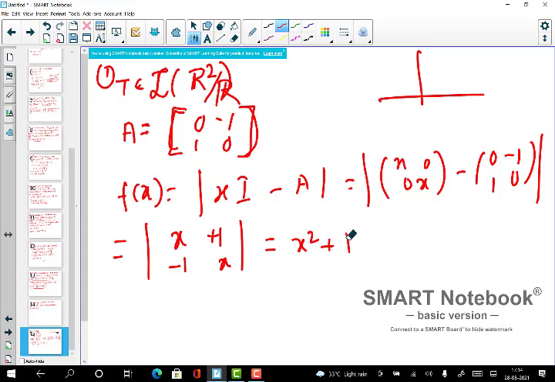Okay, so this is the characteristic polynomial of A over R, and obviously it has no roots. So thus A has no eigenvalues over R.